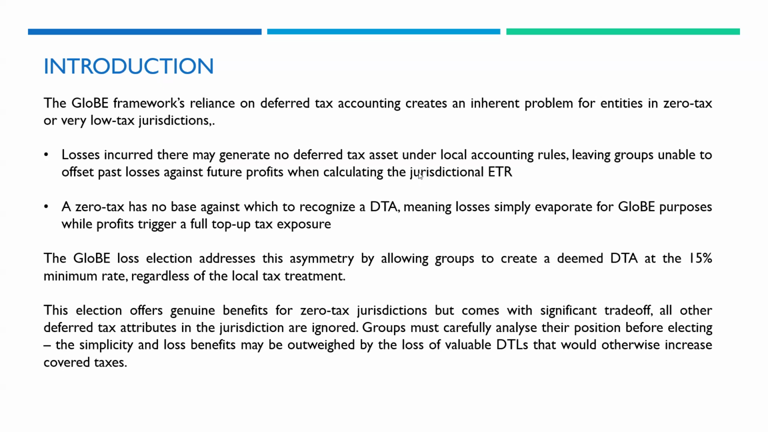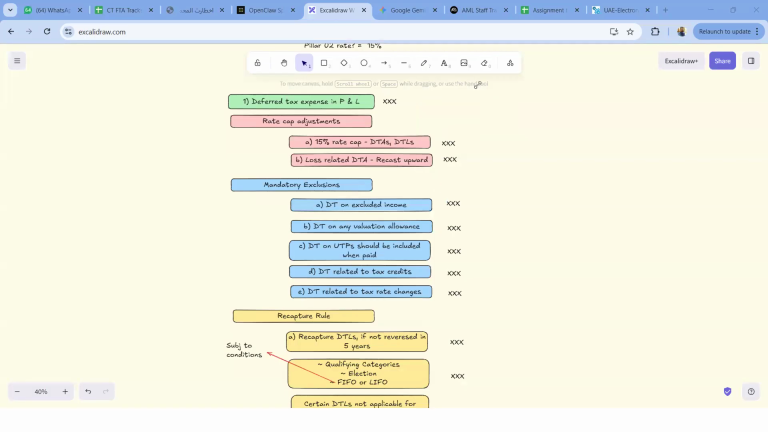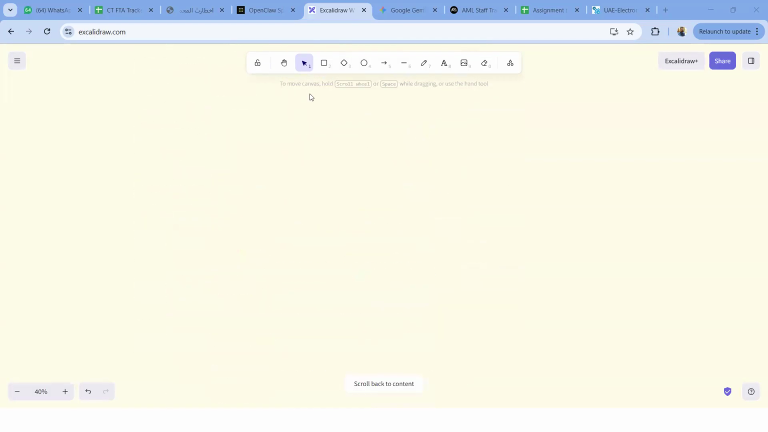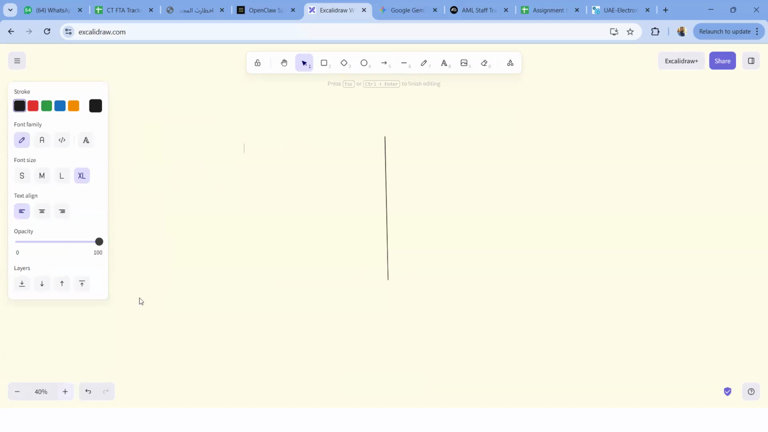How do you end up losing if they have never had DTA in the first place? Correct. My point is, since they didn't have DTA, wait, I'll explain. Let's say this left part is a 0% jurisdiction. Now year one, it has a loss of, let's say, 3 million.